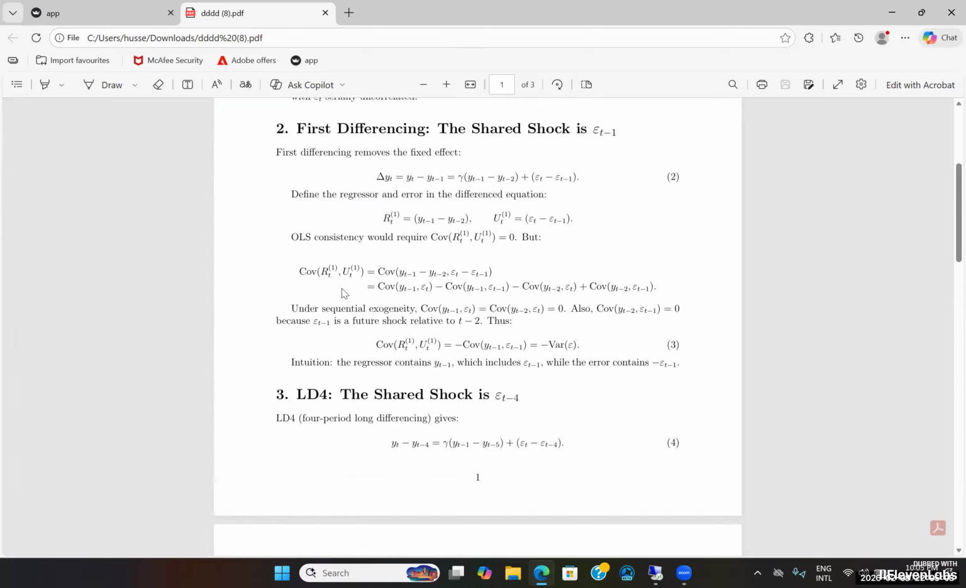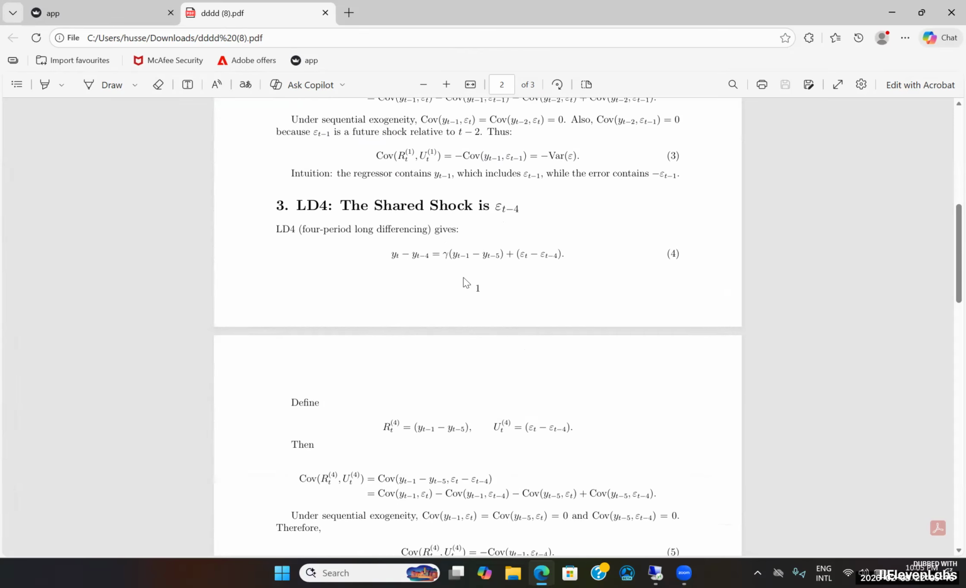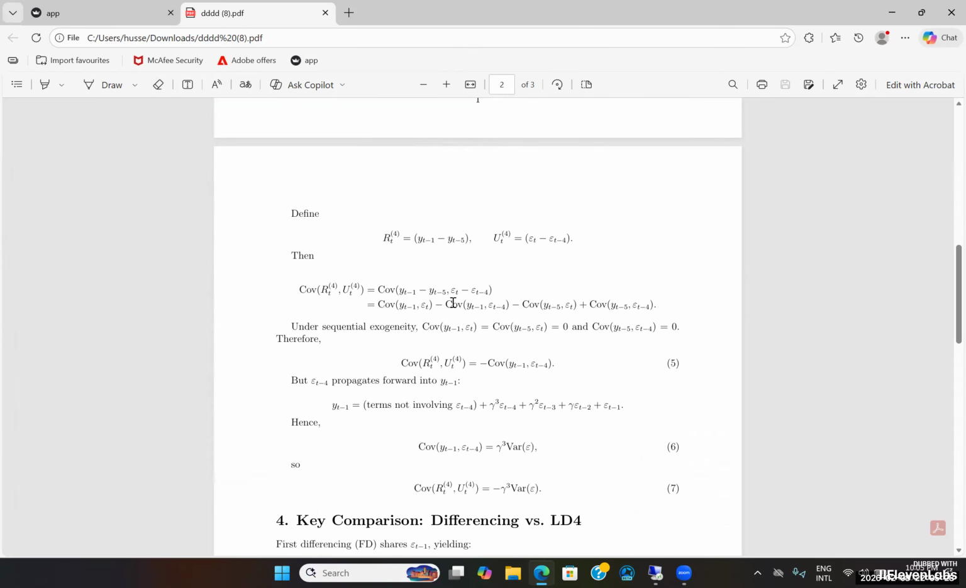Now, does it truly help if we apply a longer differencing method instead of just doing first differencing? We can perform the calculations, and instead of simply taking the first difference, we could consider taking a fourth difference. In that case, the resulting equation would appear quite similar to this one. Consequently, we have the variable r, which is defined as this term, and also the variable u. With these two elements, we can then proceed to calculate the covariance between them.